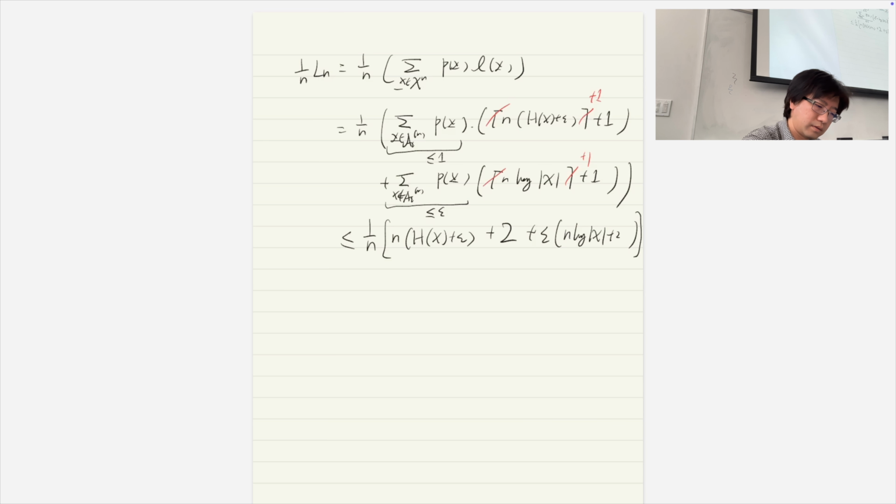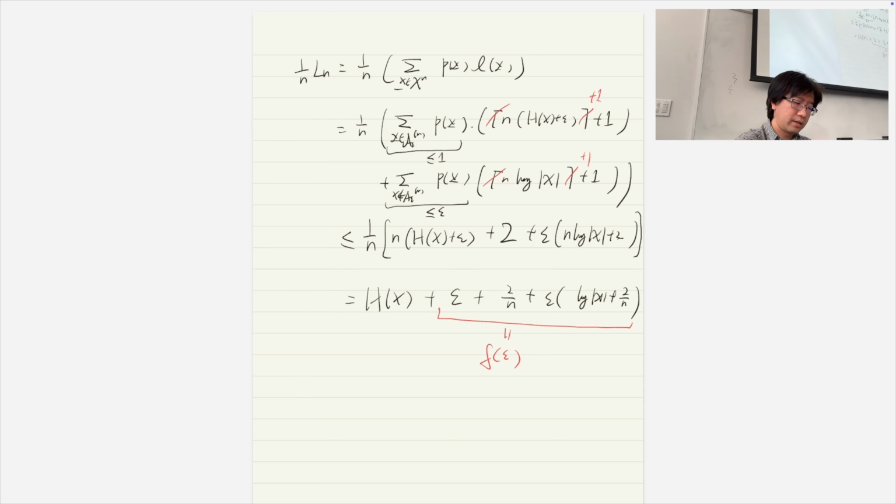Very good. Now we're almost there. Basically, now we can write everything out. This n and this n cancel. We have H(X) plus epsilon, plus 2 over n, plus epsilon log cardinality of X. This n will disappear, and we'll have 2 over n. Now we let this together equal delta epsilon.